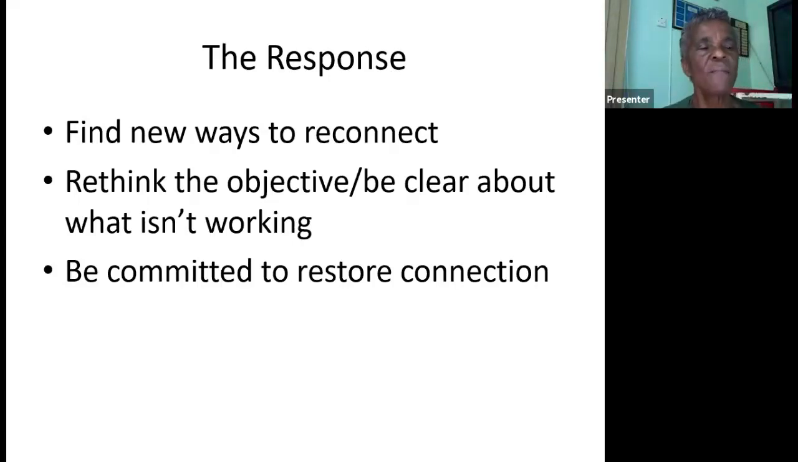We need to find new ways to reconnect, new ways to get them to start talking again about those particular issues. They could rethink the objective, or be clear about what isn't working. What are you asking? And be committed to restore a connection. So let's say I don't know about how my mother did at school, what she did, some of the experiences that they had.